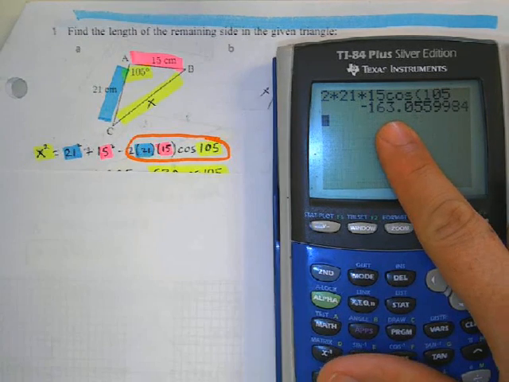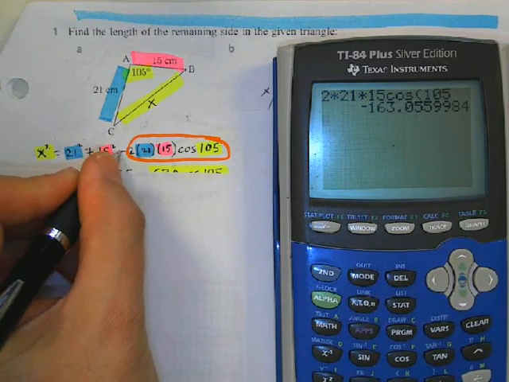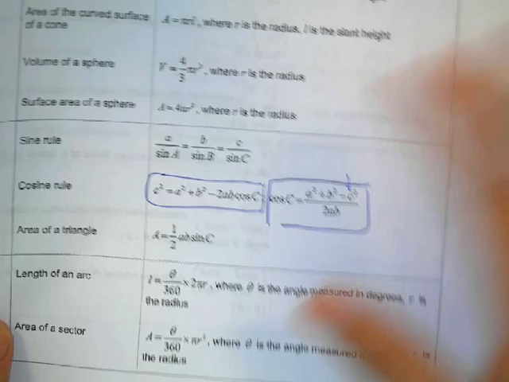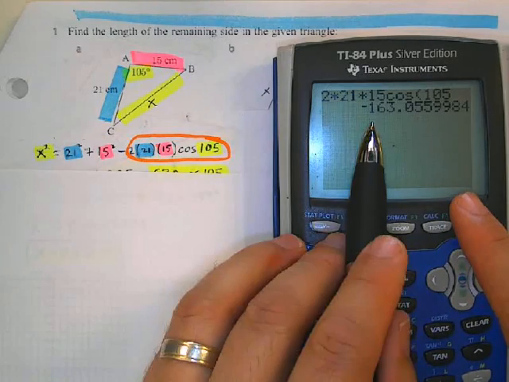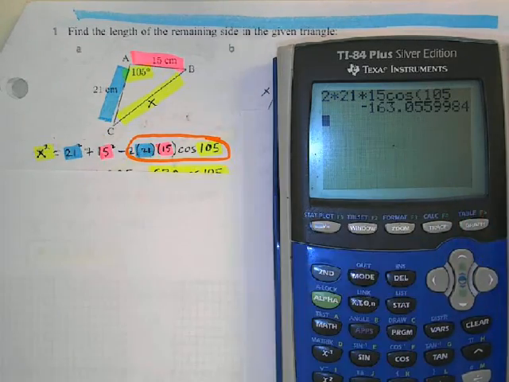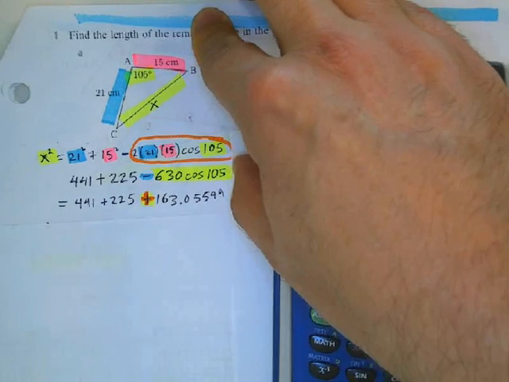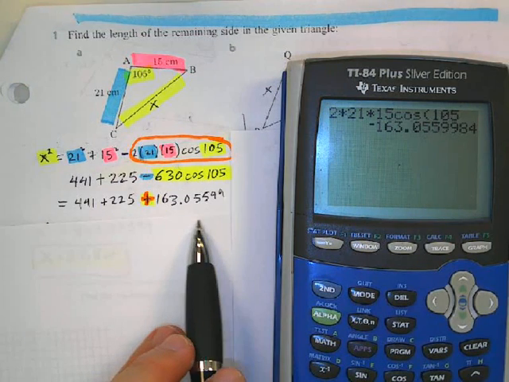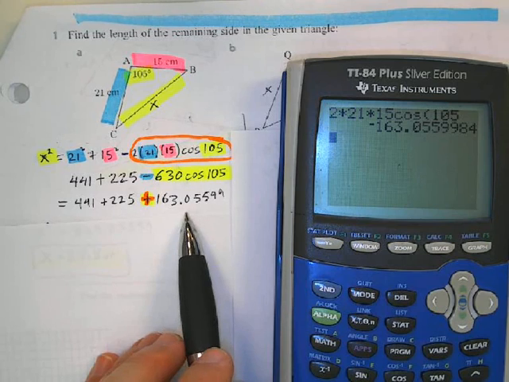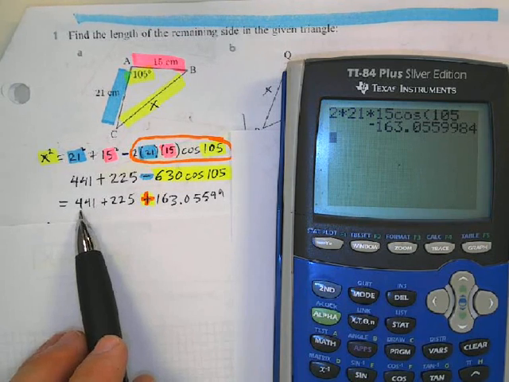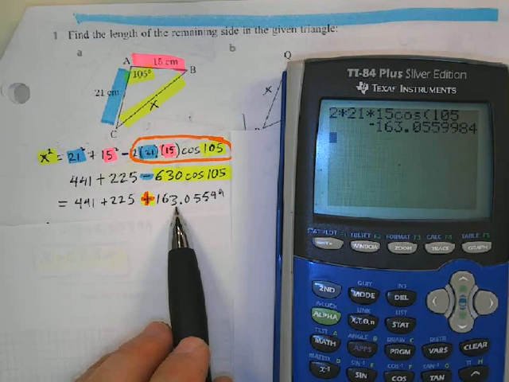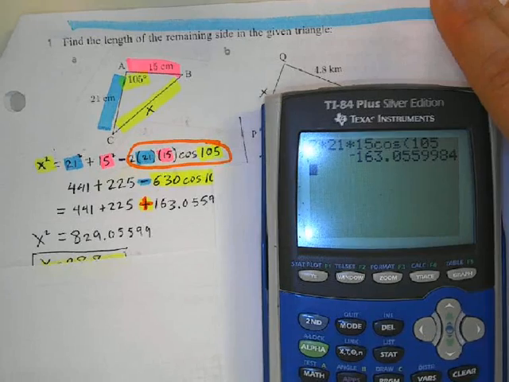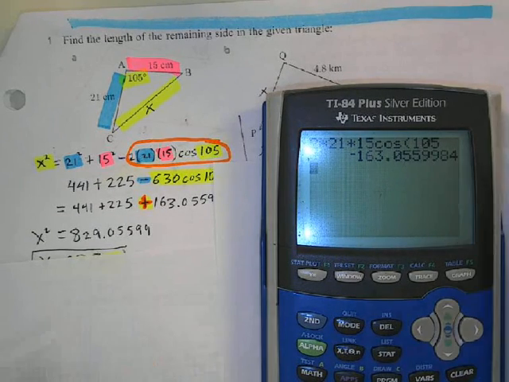But notice, the formula here already has a negative, right? Notice the formula has a negative. So if I've got minus a negative number, we're going to end up adding the 163. Okay, this is where a lot of students made mistakes before. So 21 squared plus 15 squared plus the 163 is going to give me this number, and we take the square root of that, and we get 28.8.